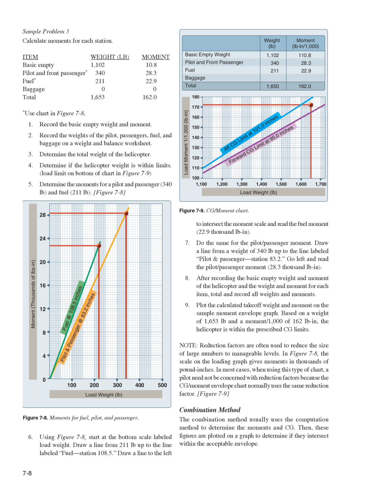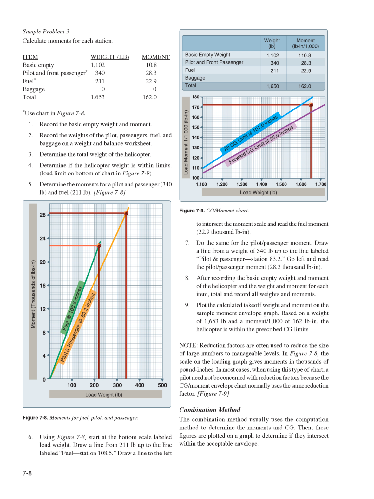Record the weights of the pilot, passengers, fuel, and baggage on a weight and balance worksheet. 3. Determine the total weight of the helicopter. 4. Determine if the helicopter weight is within limits. Load limit on bottom of chart in Figure 7.9. 5. Determine the moments for a pilot and passenger, 340 pounds, and fuel, 211 pounds.